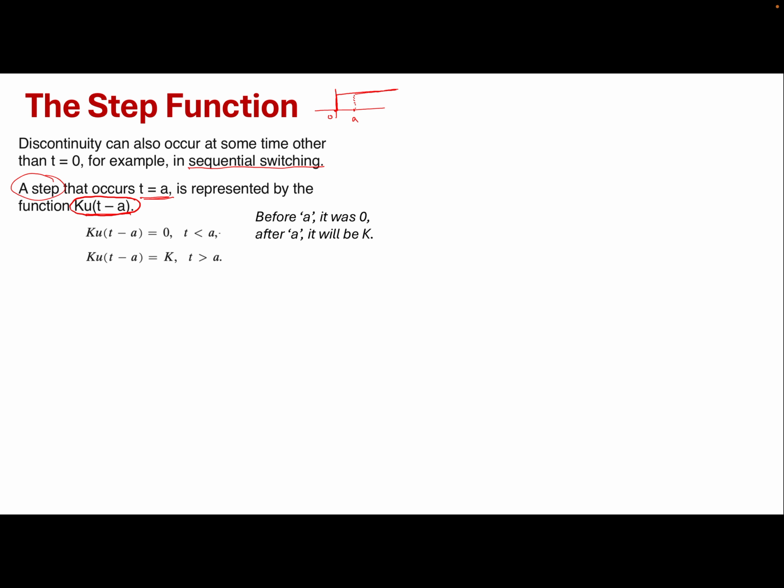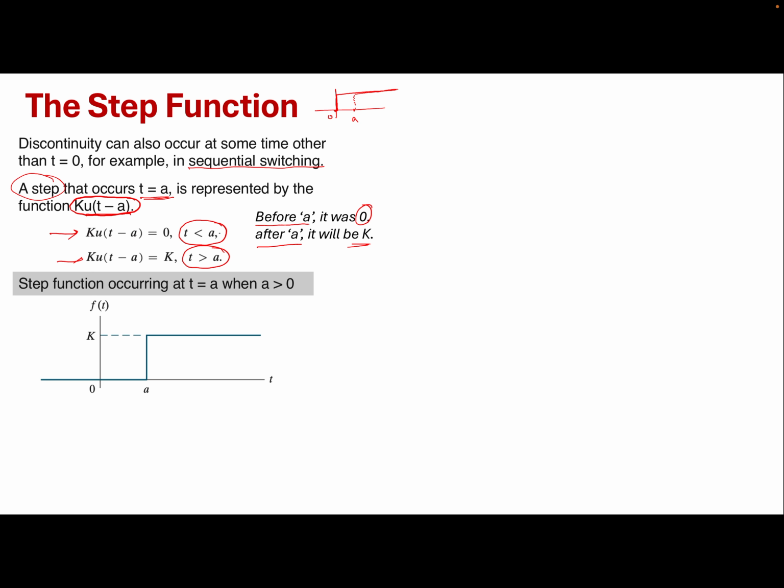So we can model that function as k times, where k is the amplitude of the function, u of t minus a. And think of it as a very practical circuit analogy, the switching operation, right? Before the time of the switching a, the value was 0, and right after a, the value will be k. So for all the values of t which are less than a, the value of this function k u of t minus a will be 0, and for all the values greater than a, it will be k. And this is how you can represent that function.